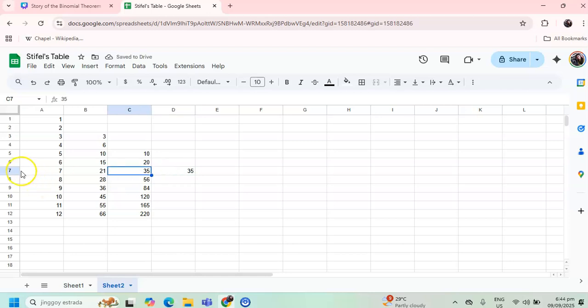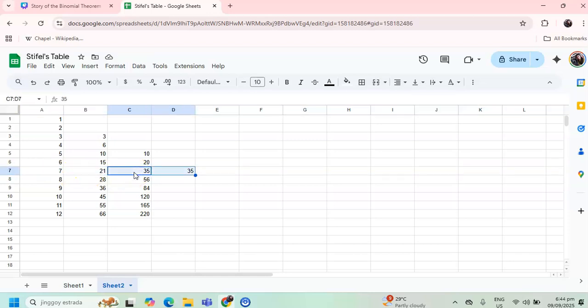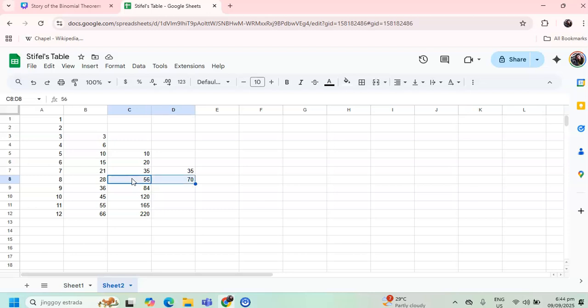So go up to the previous column. The last two numbers are 35 and 35. So 35 plus 35 is 70. Okay, and now for cell D9, go up, previous row, last two numbers, 56 and 70, add them up. That's 126.